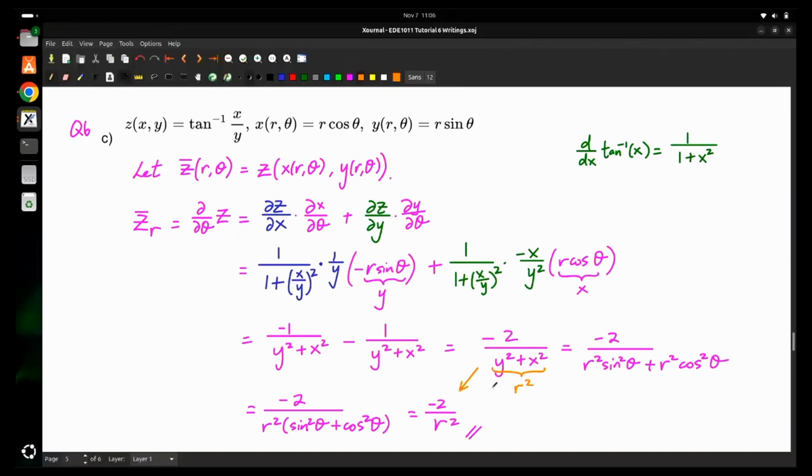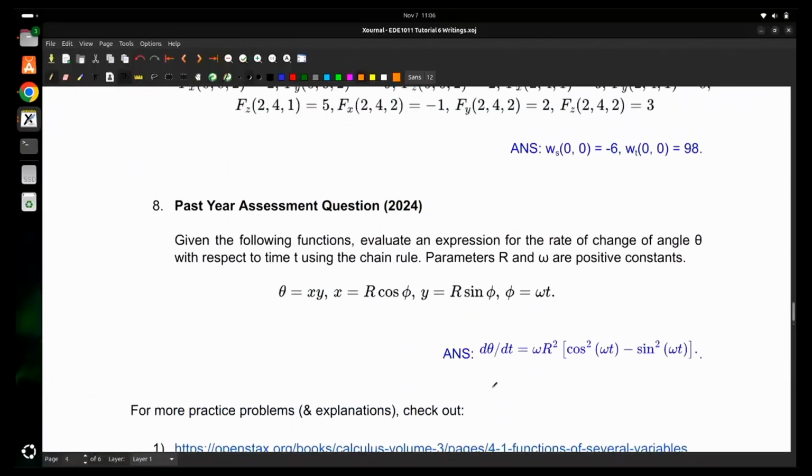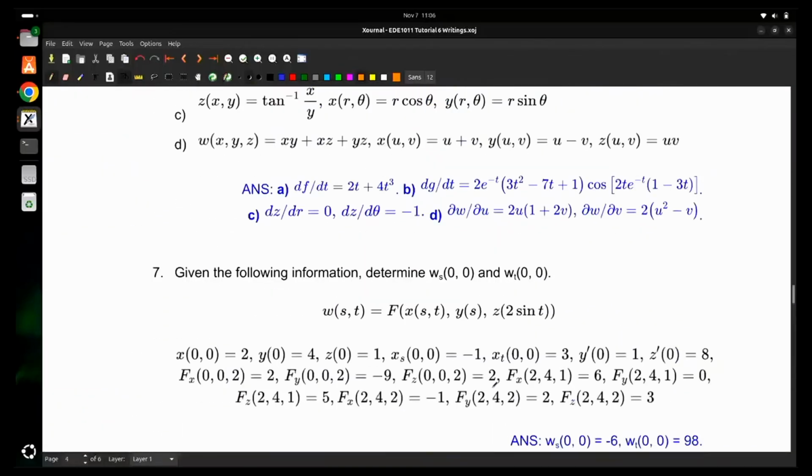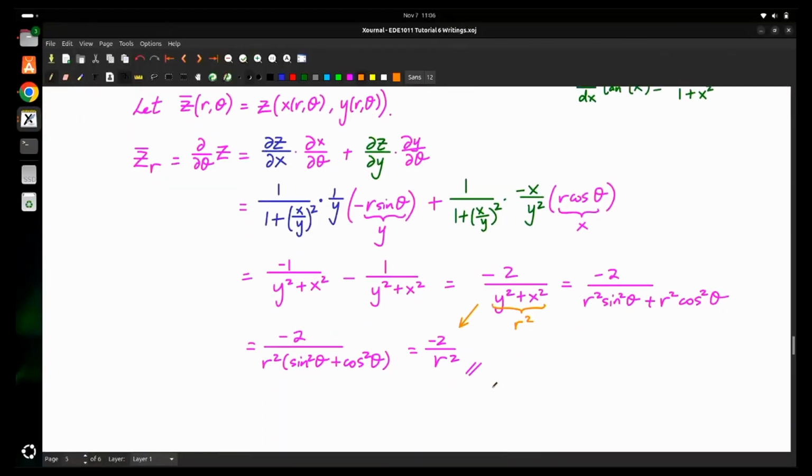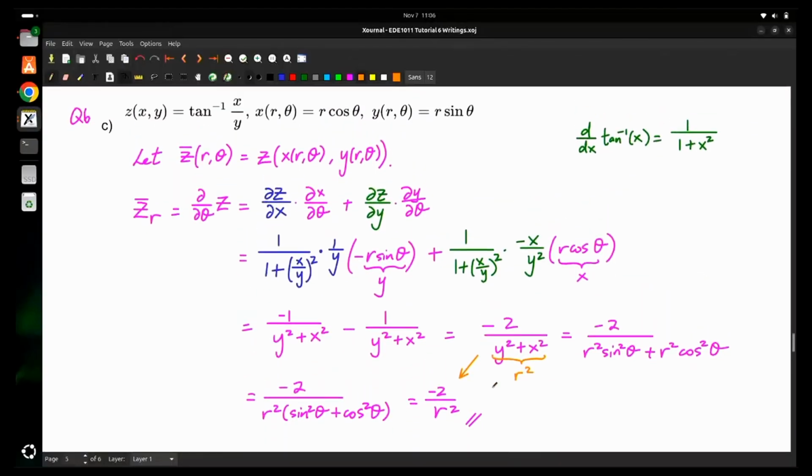Is this correct? Minus 2 over r square, is that the answer? Yeah, del z, del r. That means I made a mistake, because it should be 0. Where is the 0? So that means there must be some plus minus thing. This one? This one? Okay, so it's like that.